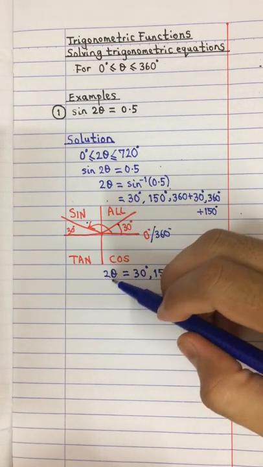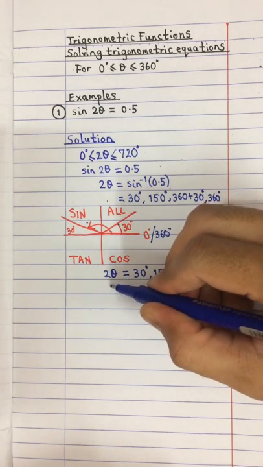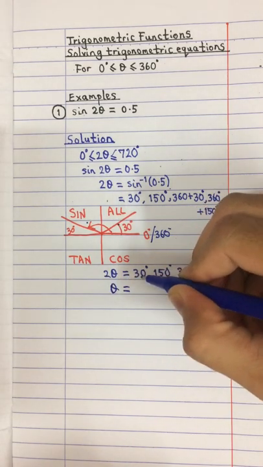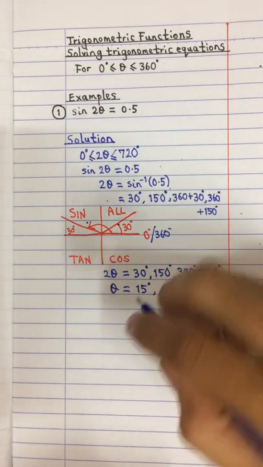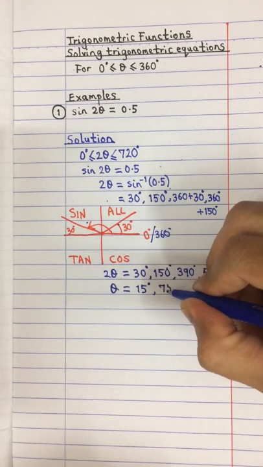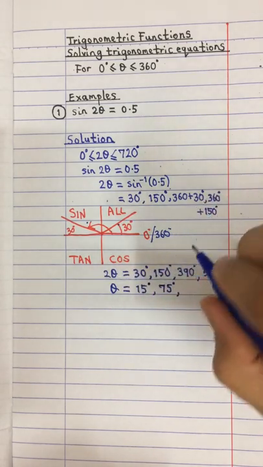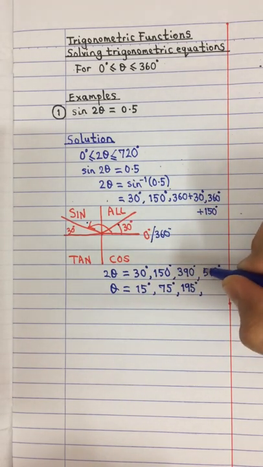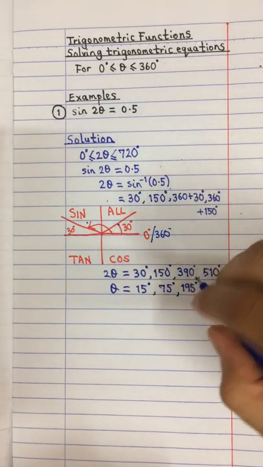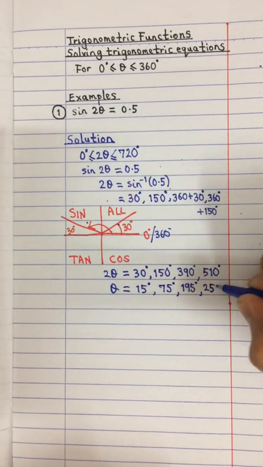But you got 2 theta, so you have to bring over 2 to the other side. So theta will be 30 divided by 2, which gives you 15. Then 150 divided by 2 gives you 75 degree. 390 divided by 2 gives you 195 degree, and 510 divided by 2 gives you 255 degree. So this is the final answer.